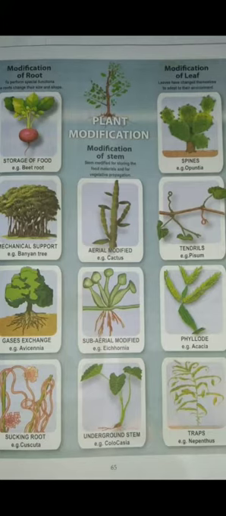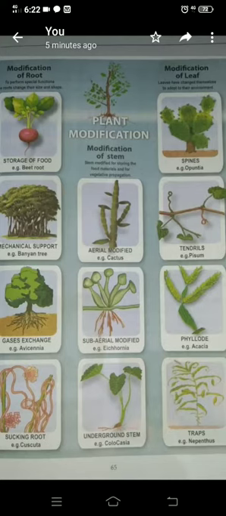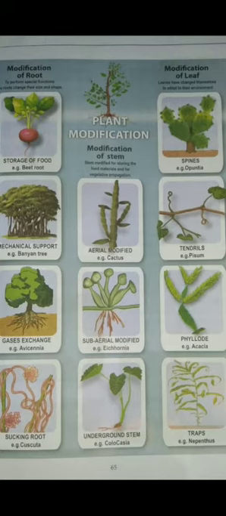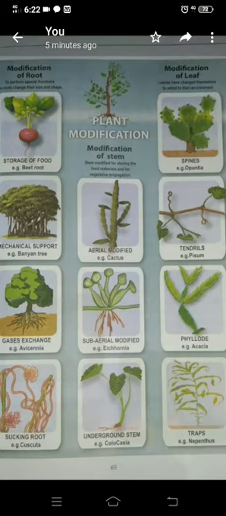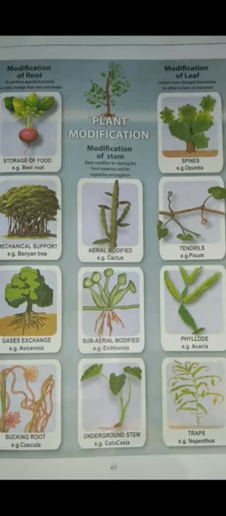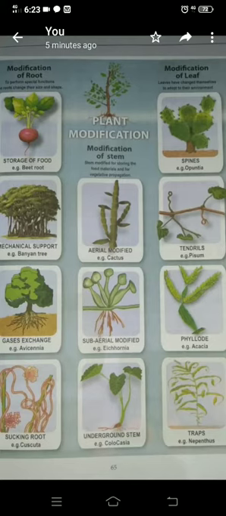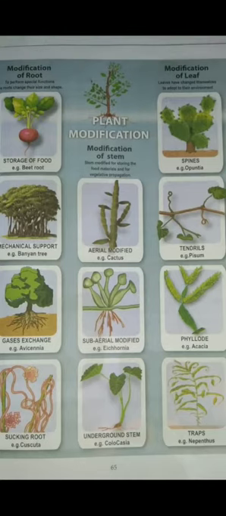Okay. Then modification of stem. The stem does the function of support only, but here it produces food. Here it helps us float. Here is colocasia, which is an underground stem. The stem is placed underground. Okay. Then leaf. Here the leaf is modified into thorns, that is the spines.